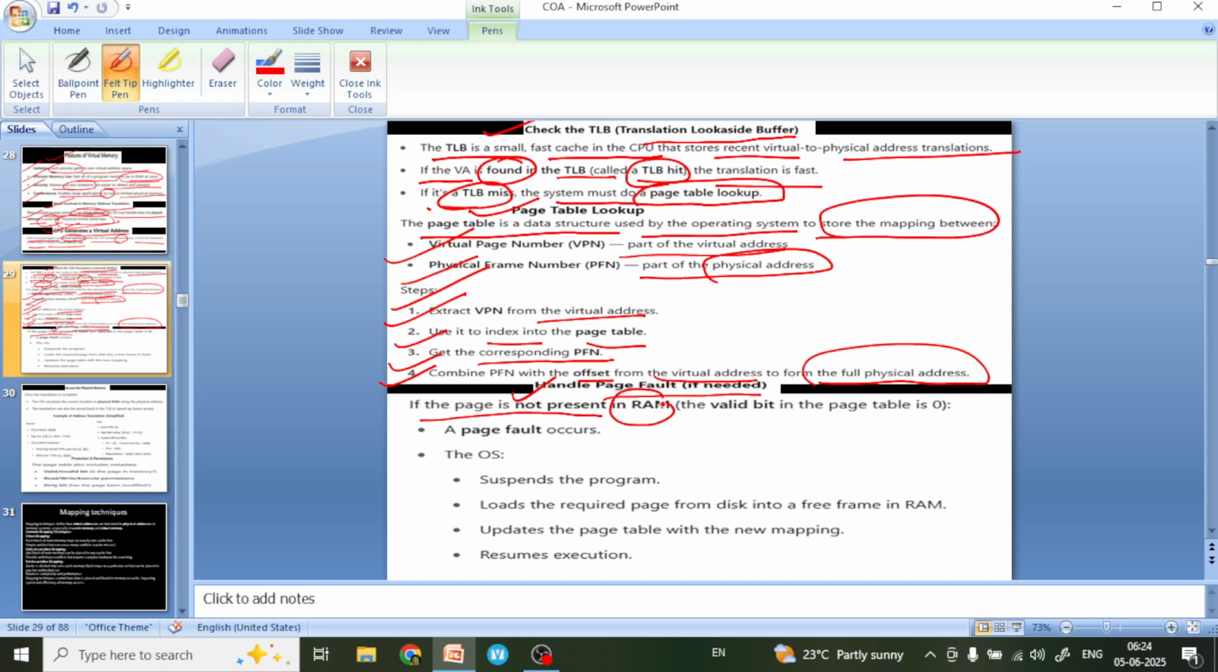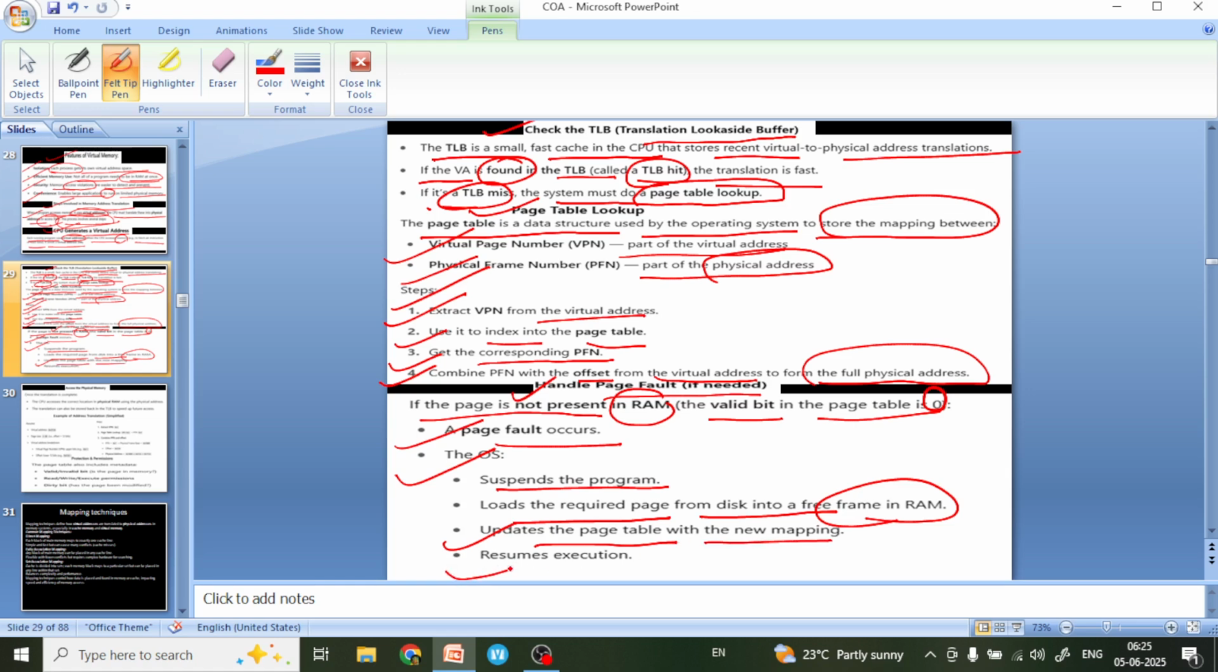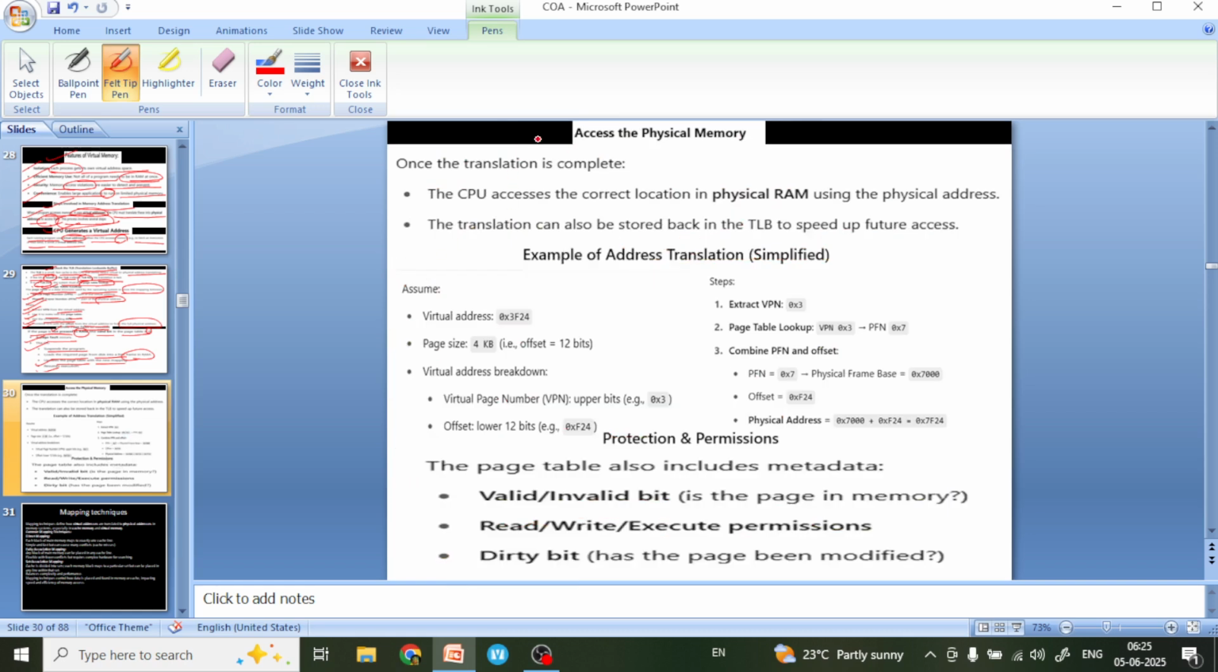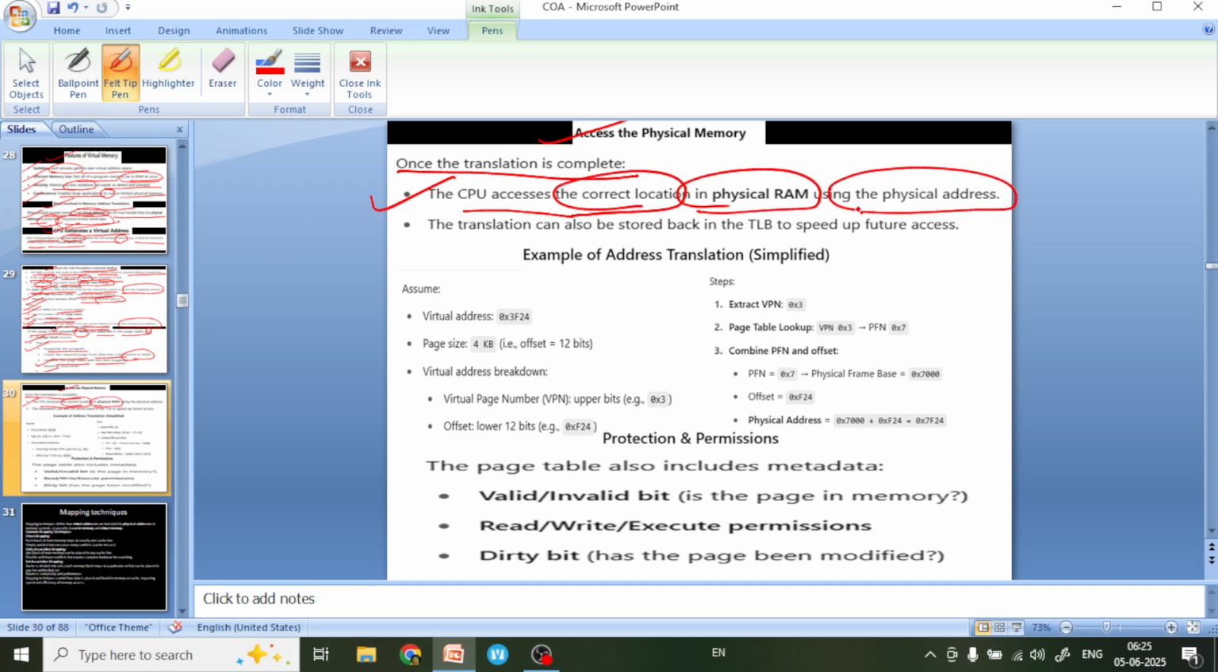If the page is not present in RAM, then the valid bit in the page table is 0 and a page fault occurs. The operating system suspends the program, then loads the required page from disk into a free frame in RAM. After that it updates the page table with the new mapping and resumes execution. Next is accessing physical memory. Once the translation is complete, the CPU accesses the correct location in physical memory using the physical address. The translation can also be stored back in the translation lookaside buffer to speed up future access.